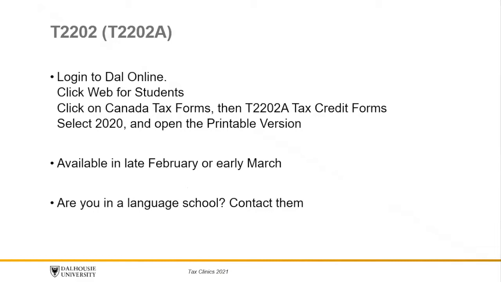You can access it by logging into Dal Online, click Web for Students, click on Canada Tax Forms, and then click T2202A Tax Credit Forms. The next screen allows you to select the year. So you want to select 2020, and then you want to click the link that says Open the printable version. Your T2202 tax receipts will be available in late February or early March.